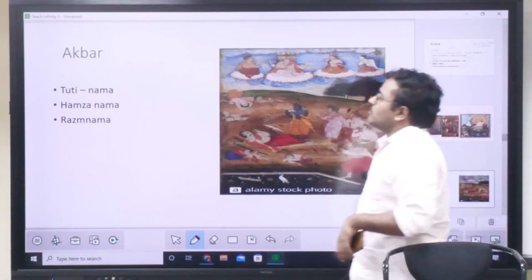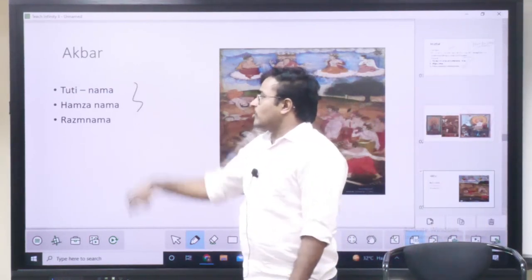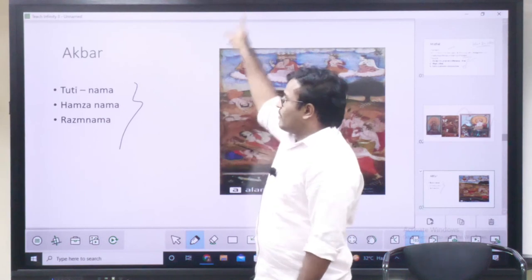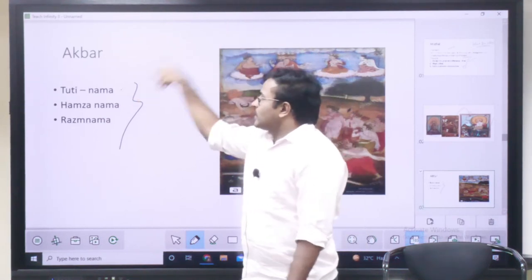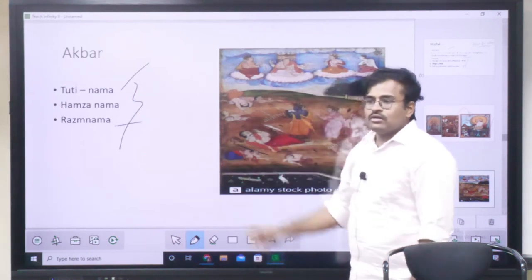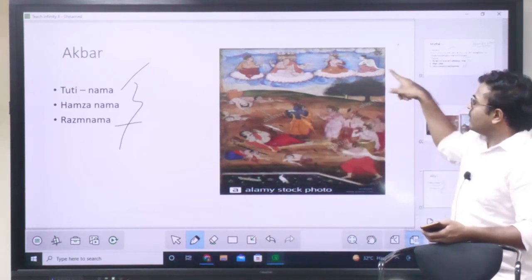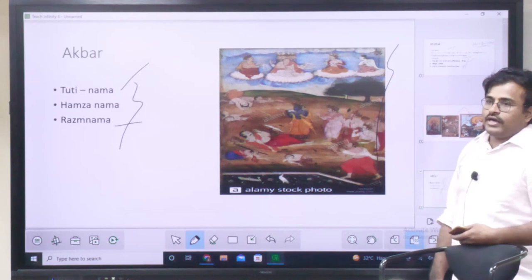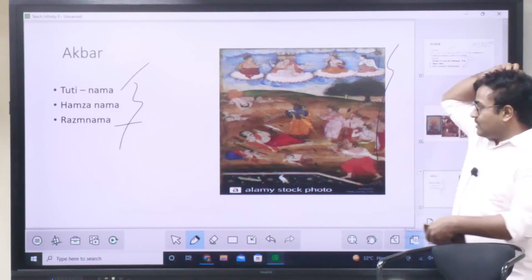Then during the period of Akbar, three important books were illustrated. Hamzanama, which was started during his father's period. Tutinama is one more, and Razmnama is one more. Razmnama is none other than the Mahabharata. This is one of the images from the Mahabharata, an illustrated manuscript of the Mughals.